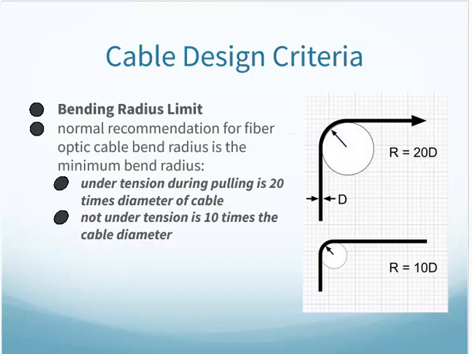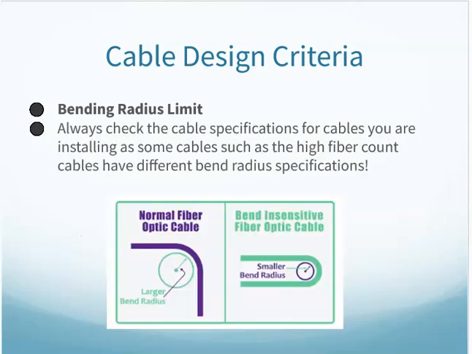Bending radius limit. As we're installing fiber, we're doing nice gentle bends around corners, and they're reminding you here that under tension during pulling, the bend radius is 20 times the diameter of the cable. I should have it nice and round. Once it's not under tension, that bend radius should be at least 10 times the cable diameter. So we need to remember as we're installing, we're keeping it nice and round, but when it's stationary, just laying in place, it still should not be a tight corner. There is a reminder here about bend insensitive fibers, which would allow a tighter bend around corners, especially in closets and so forth.